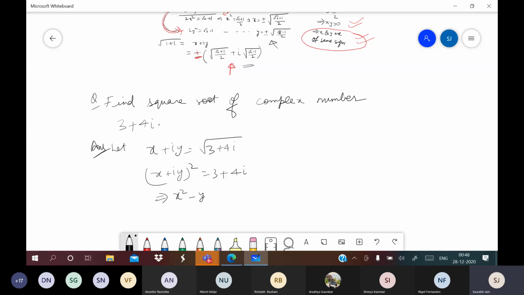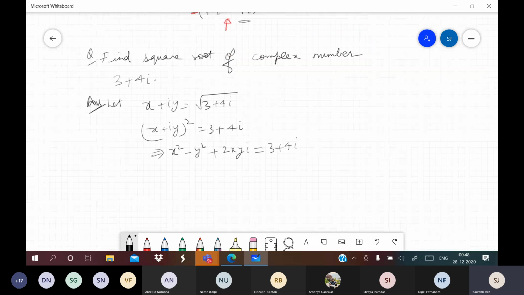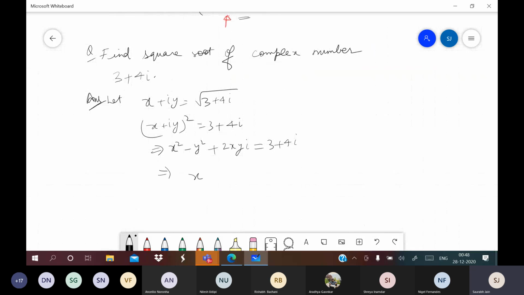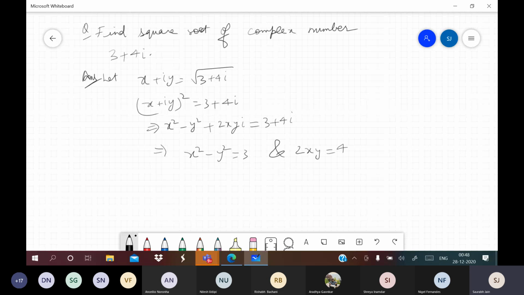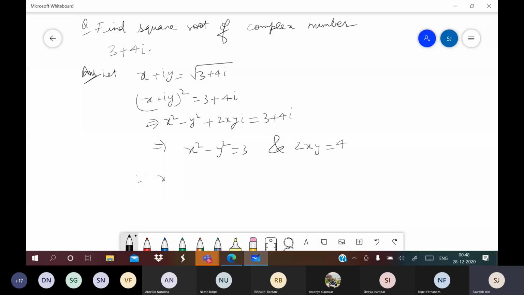This is x square minus y square, y minus, because iota square is minus 1. So this is 2xy iota, equal to 3 plus 4 iota. Now we will compare. x square minus y square is 3 and 2xy is 4. Same working every time. Now use this identity that a plus b whole square is a minus b whole square plus 4ab. So 4x square y square is actually 2xy whole square. That is why I write it like this. Now you put these values here.